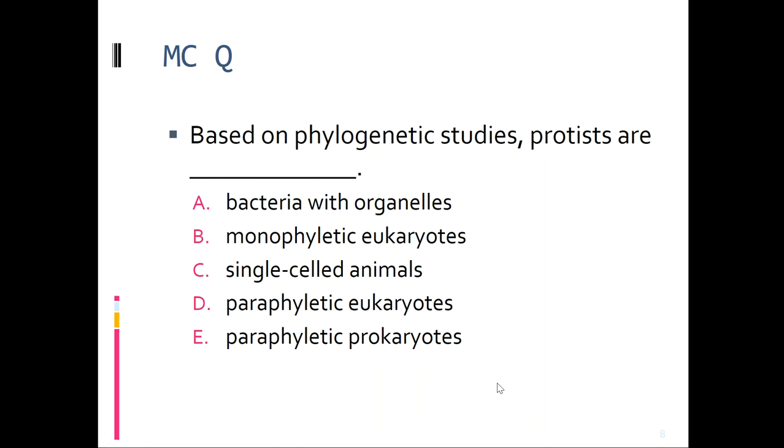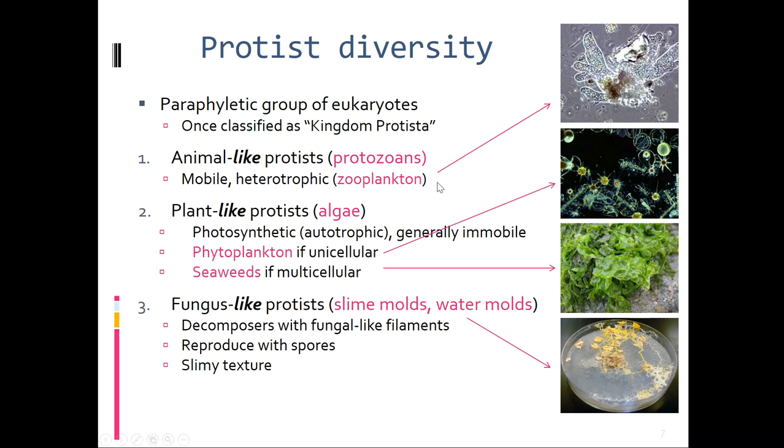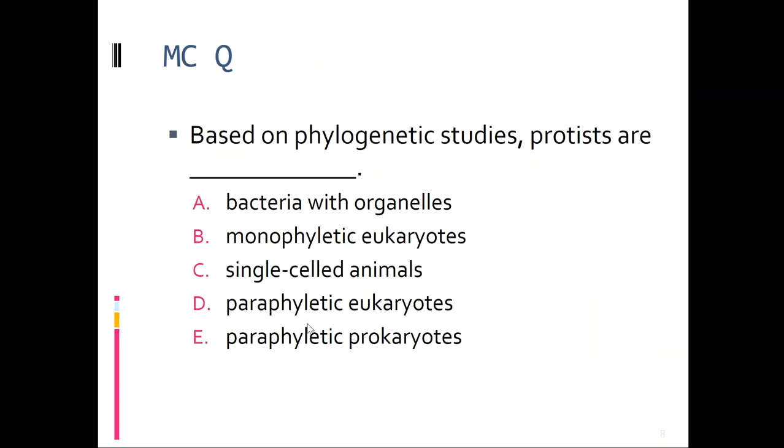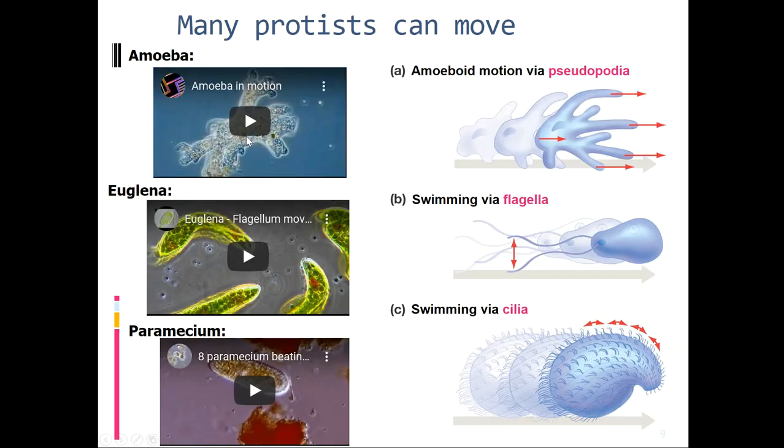Remember we talked about how they can be animal-like, so they can be protozoans, right? They can be protozoans, they can be more like algae, phytoplankton, or they can be more fungus-like. And a lot of times that's kind of how they're moving and feeding, is why they're classified as such. Okay, so let's see if we can click these videos here. Here are the cool ways that they can move. And these are all unicellular protists at this point.